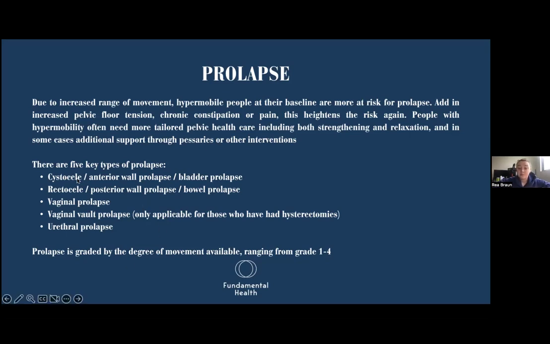Same for the posterior wall. This is a rectocele, so that is the bowel that is descending down. There is a vaginal prolapse, so this is prolapse coming down from the top. The actual vagina is starting to descend. A vaginal vault prolapse, this only occurs in people who have had hysterectomies, because it is called a vault because there's nothing there. It is the actual stitching of where they've held things up starting to dip and descend down.